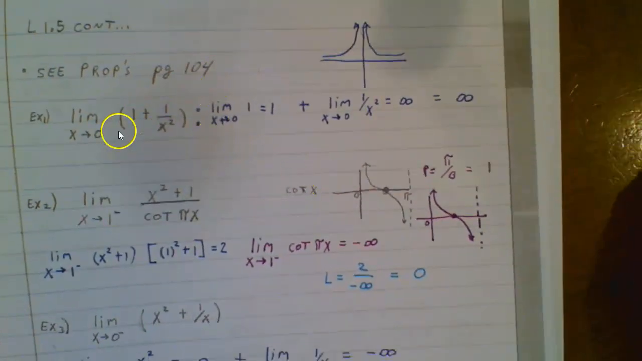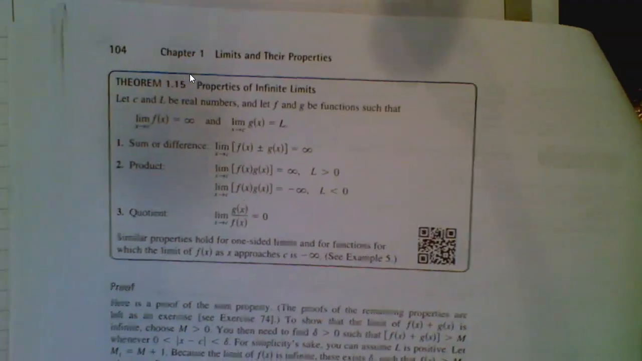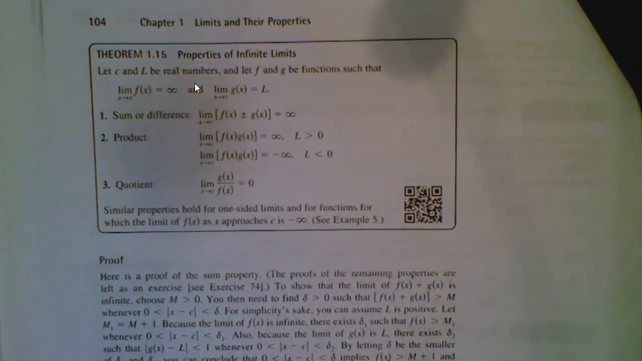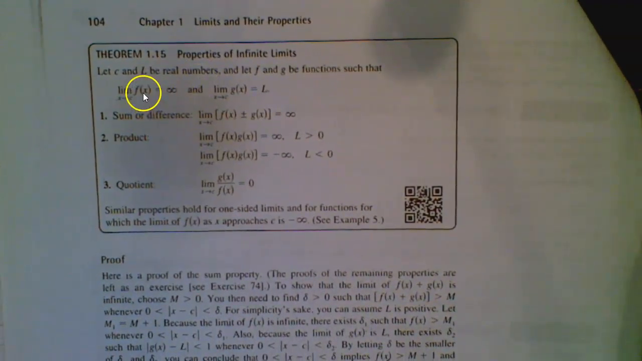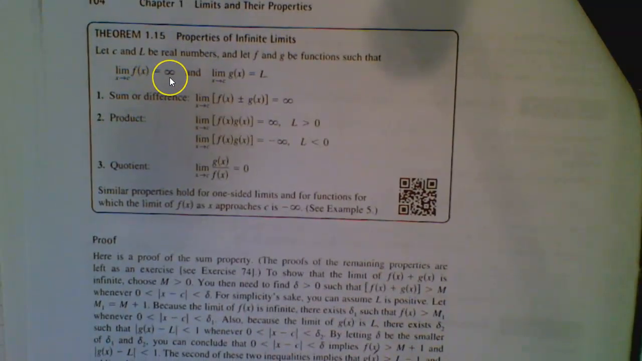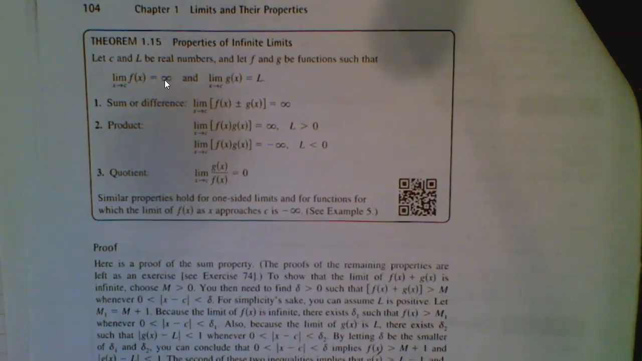So before we go through these last couple examples here, let me show you these properties on page 104. These are actually really helpful. As you look at these, here's what this is saying. The f function is approaching a limit of positive infinity, and the g function is just a basic limit, like any basic constant value limit. Couple things you can do with these.